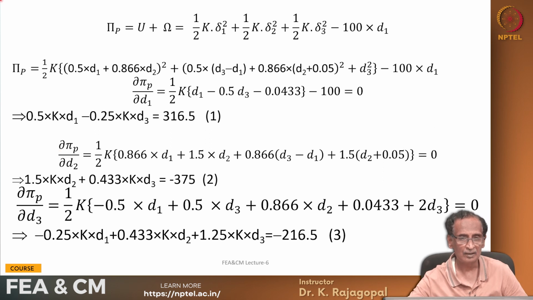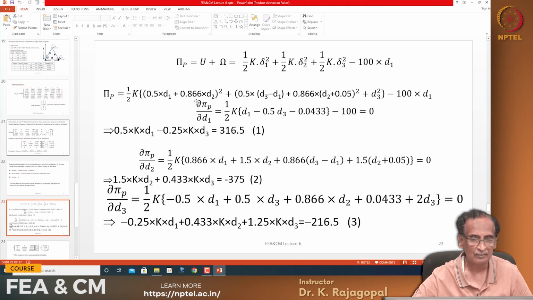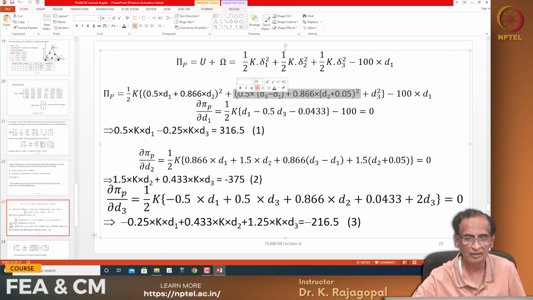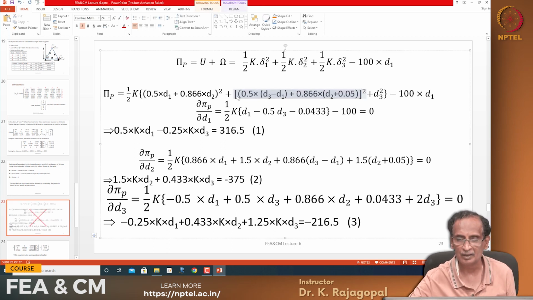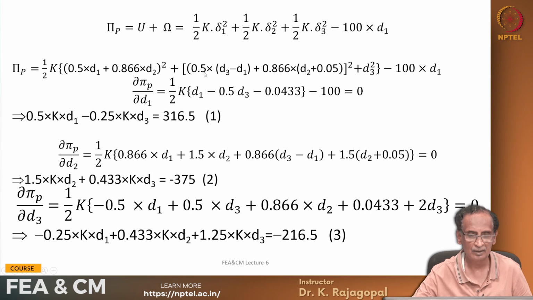So let us see that pi is u plus omega, okay, and delta 1, delta 2, delta 3, we have already seen that. Okay. And actually I think there is a small mistake. Just 1 minute, I think I made a mistake here. Okay, yeah, now it's correct. I forgot to do the square for the entire thing. Okay. Plus d3 square, this is correct.